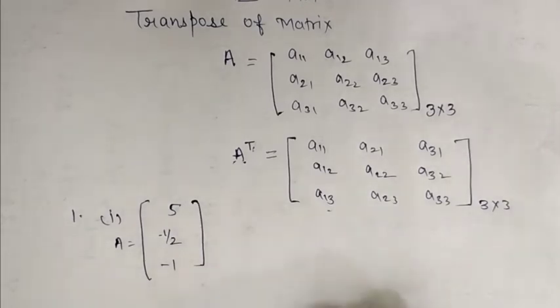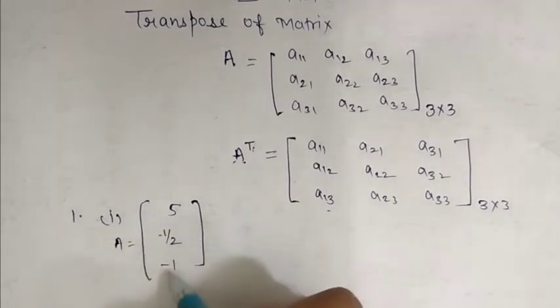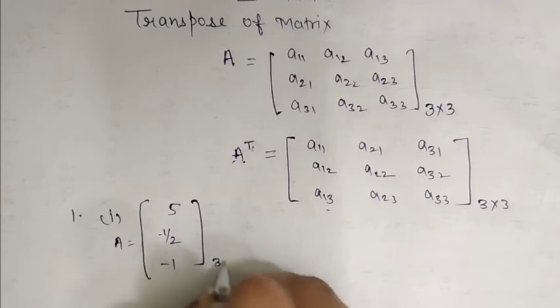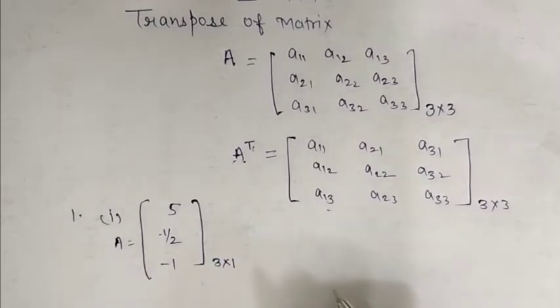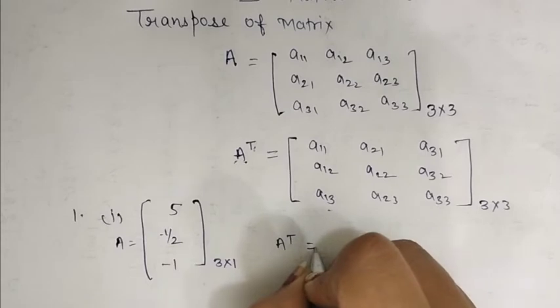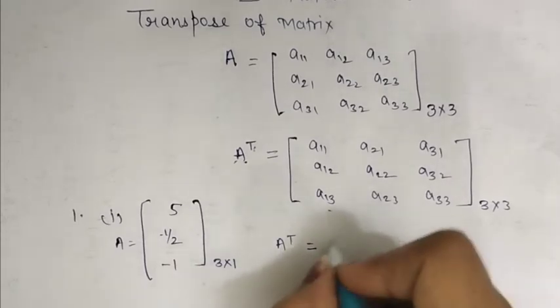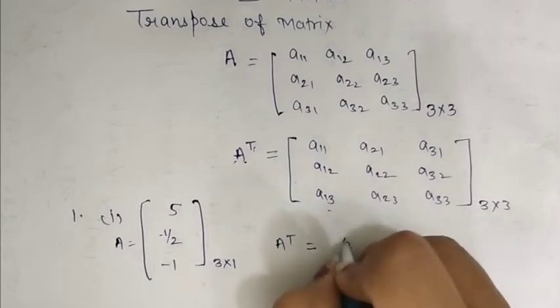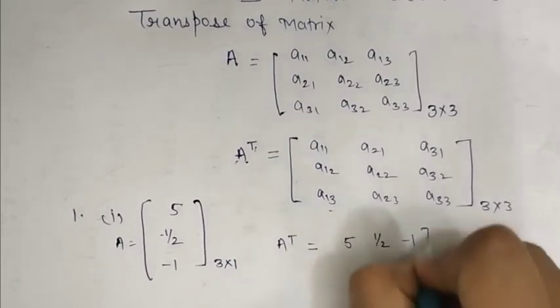ठीक है, तो ट्रांसपोज कैसे फाइंड आउट करेंगे? This is, you can say here we have only one column and 3 rows. ठीक है, so m into n can be said as 3 by 1. Okay, so when we find the transpose of it, we change the column into row and row into column. So the transpose of A will be 5, 1 by 2 and minus 1.